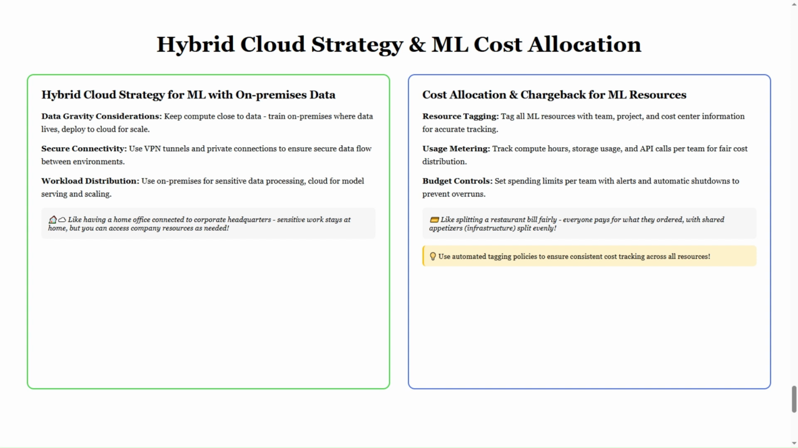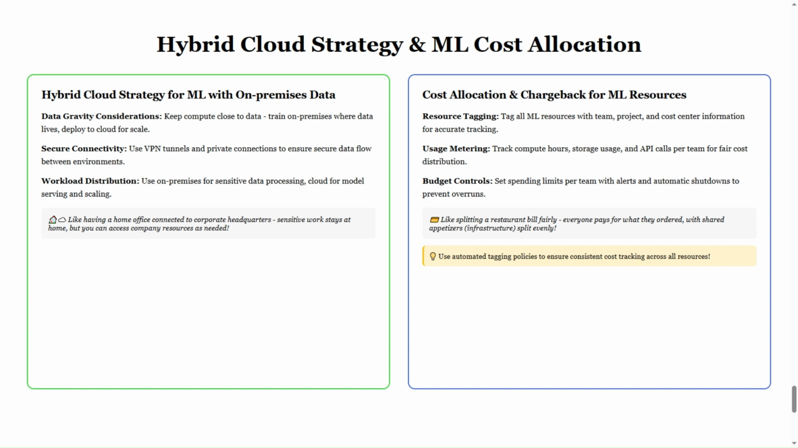Resource tagging. Tag all ML resources with team, project, and cost center information for accurate tracking. Usage metering. Track compute hours, storage usage, and API calls per team for fair cost distribution. Budget controls. Set spending limits per team with alerts and automatic shutdowns to prevent overruns.